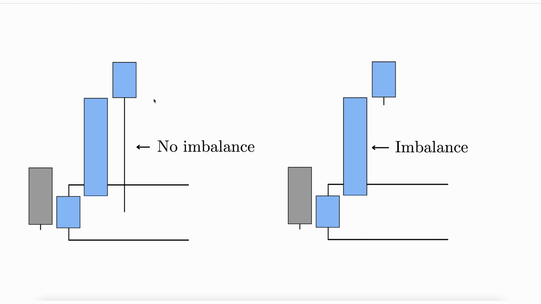So in the first example, we have no imbalance because the demand has been retested before the market pushed away, meaning there's no open price range or gap left open. On the right, we see the open price range is left open and the demand zone hasn't been retested at all. This means that this is a valid demand zone and this is one we would buy from.